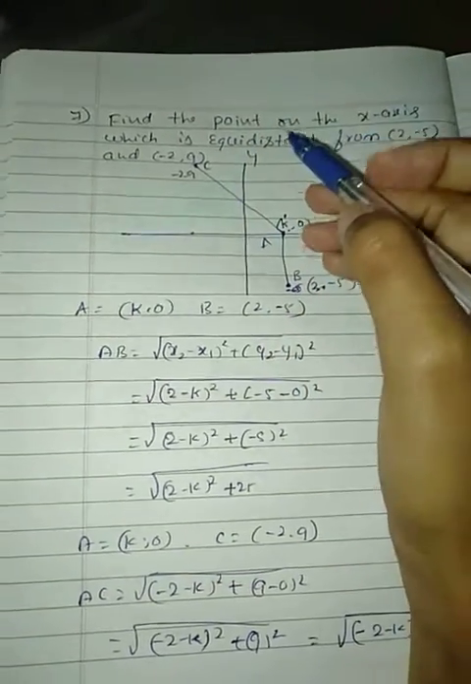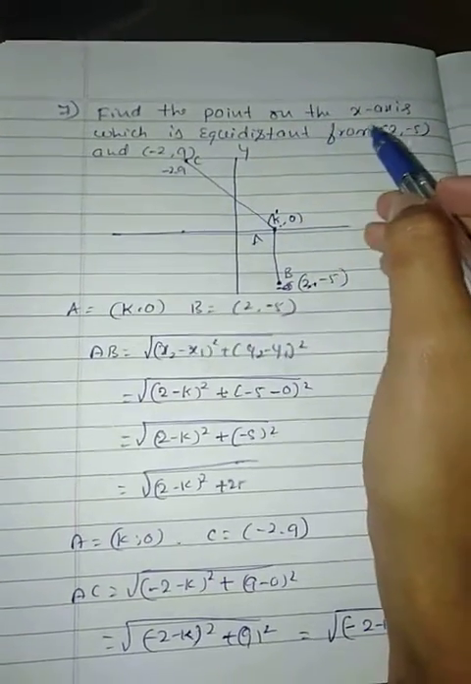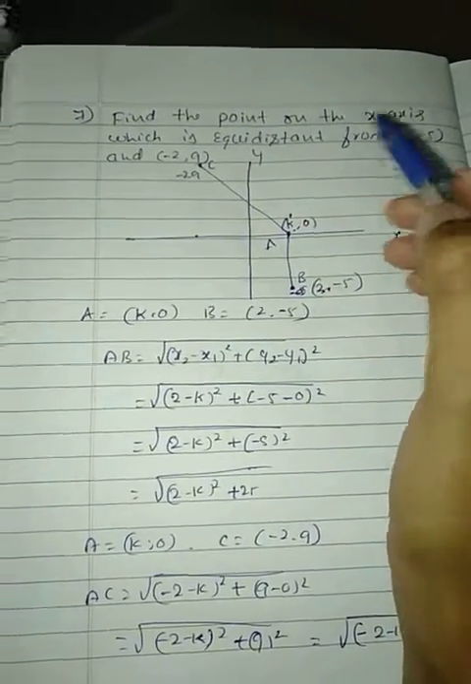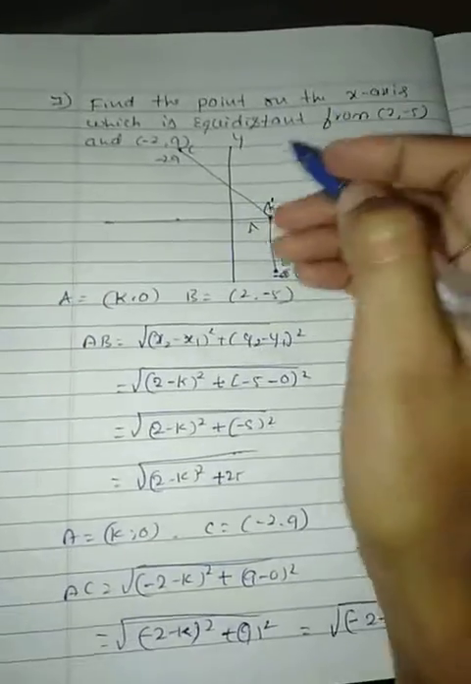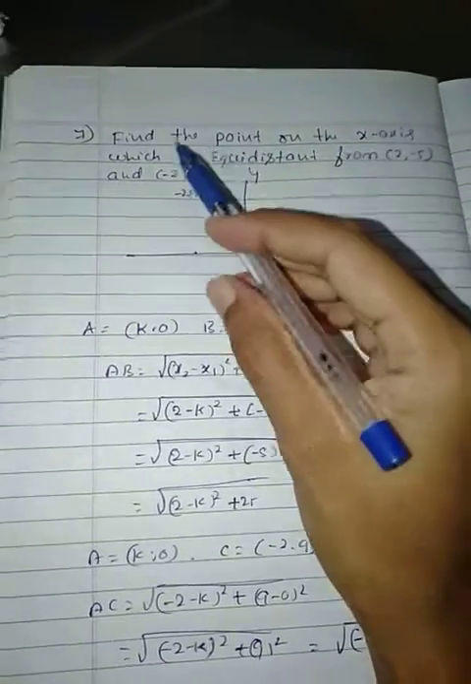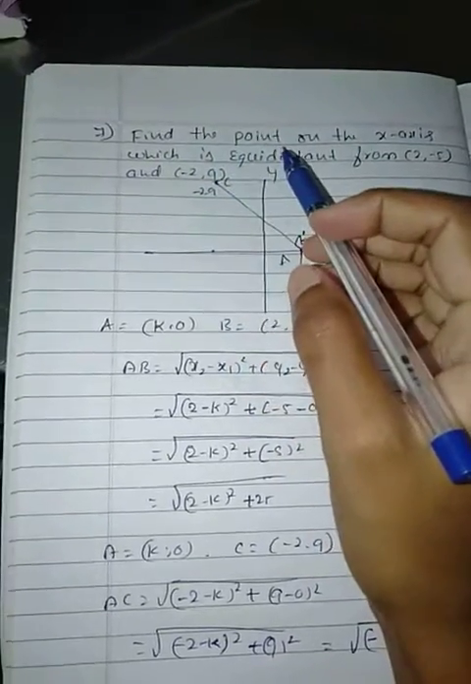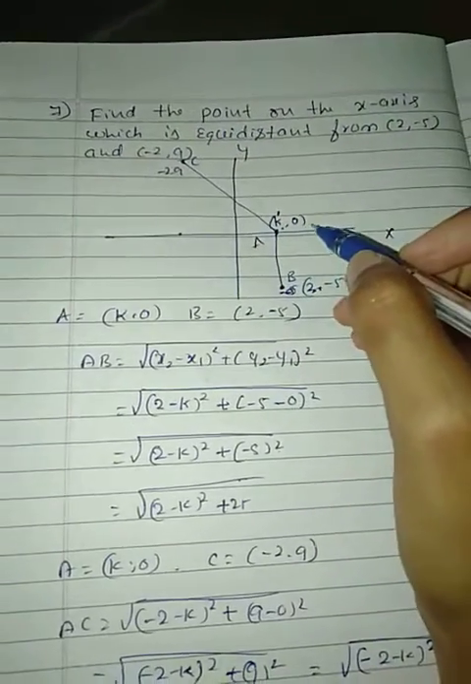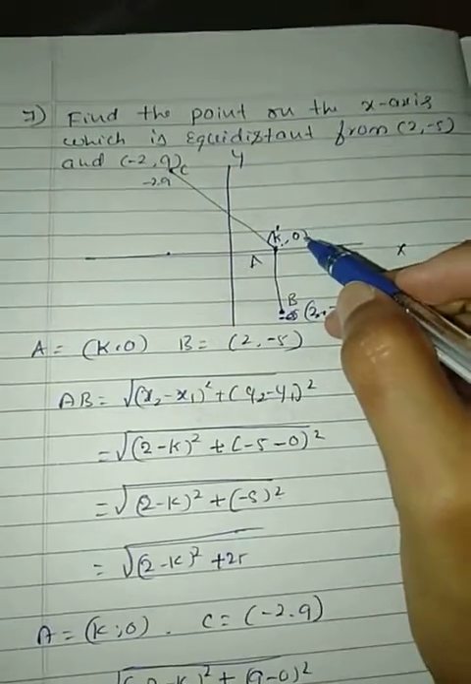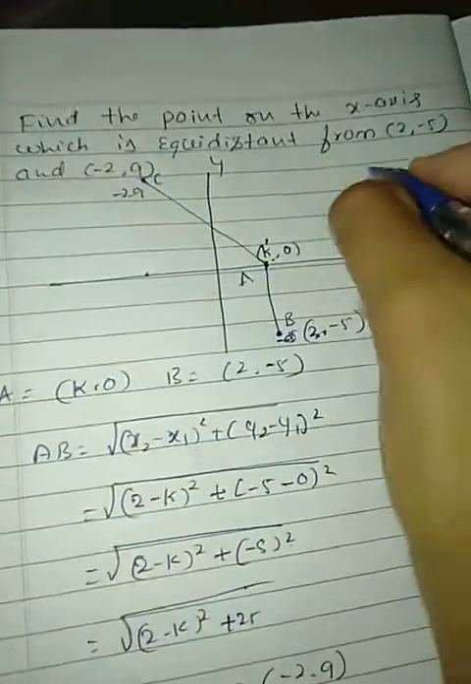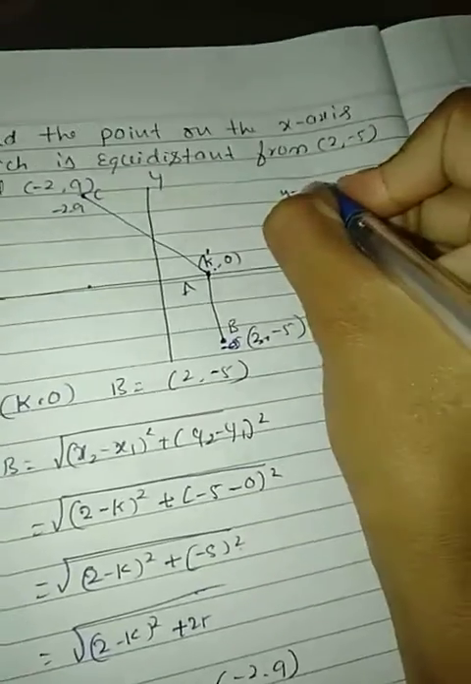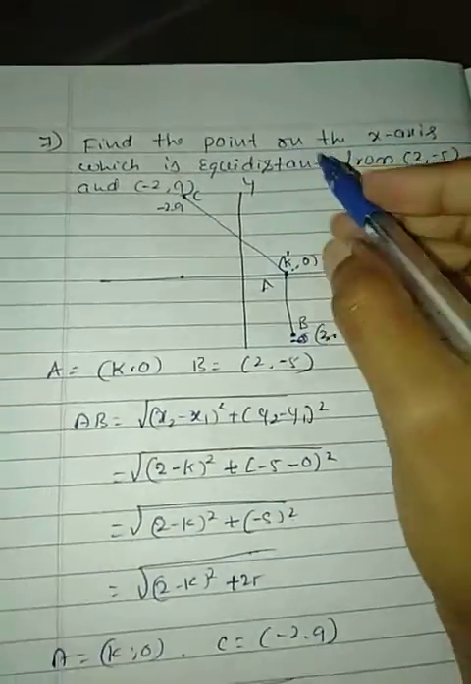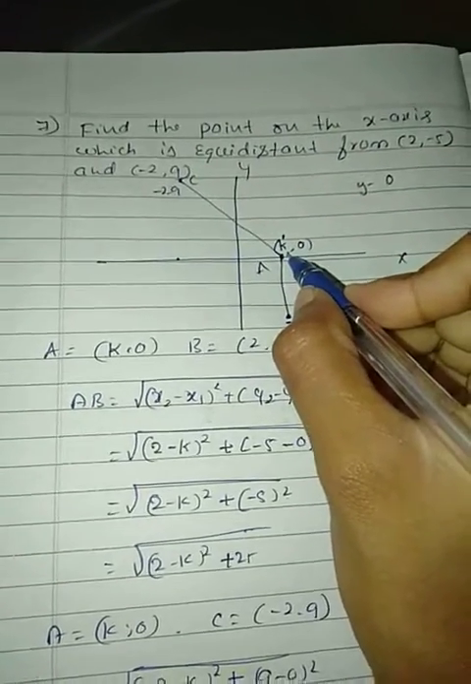Next problem is find the point on the x-axis which is equidistant from (2, -5) and (-2, 9). See here, they have given find the point which lies on the x-axis. If any point lies on the x-axis, its y coordinate should be 0. Remember, its y coordinate should be 0. So here we have to find out which point lies on the x-axis.